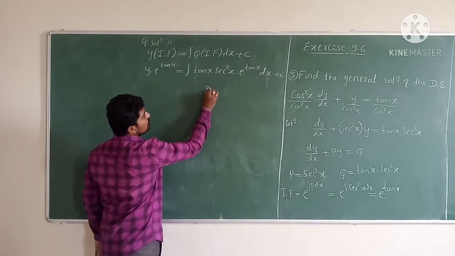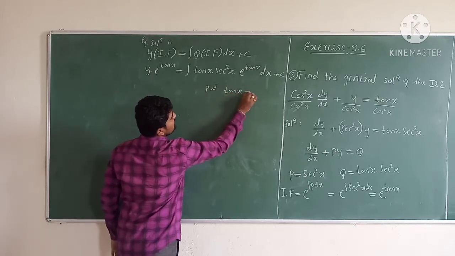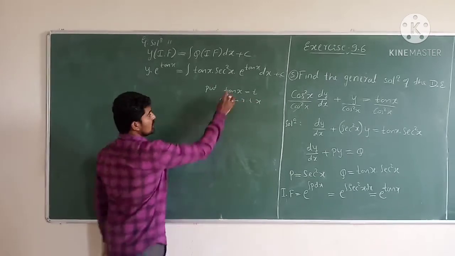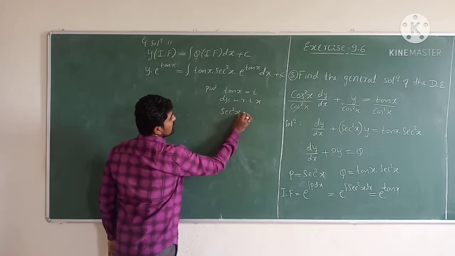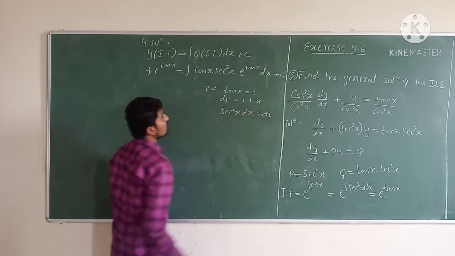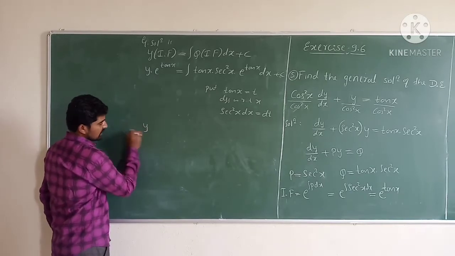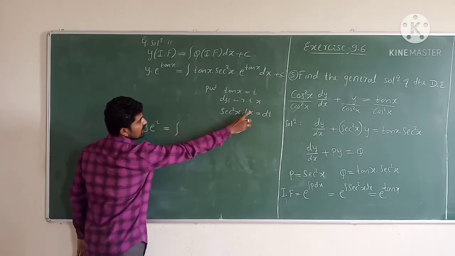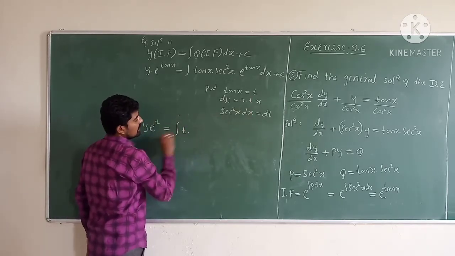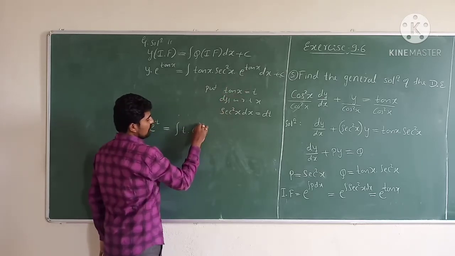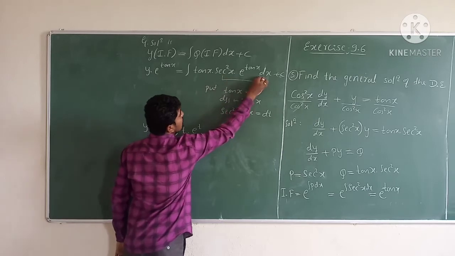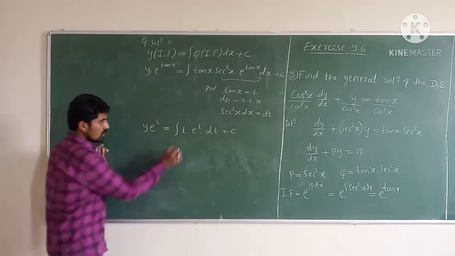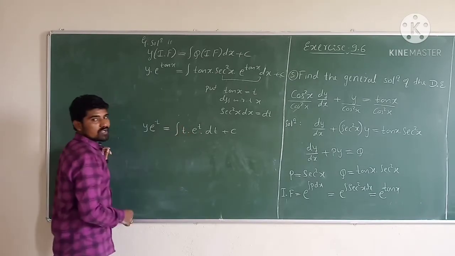What am I doing? I put tan x equal to t. Since t is a function of x, differentiate with respect to x. The differentiation of tan x is secant square x dx equal to dt. Therefore, the above equation becomes y into e power tan x, meaning e power t, is equal to the integration of tan x, which is t, into e power tan x, meaning e power t, into secant square x dx, which is dt, plus the integral constant c.